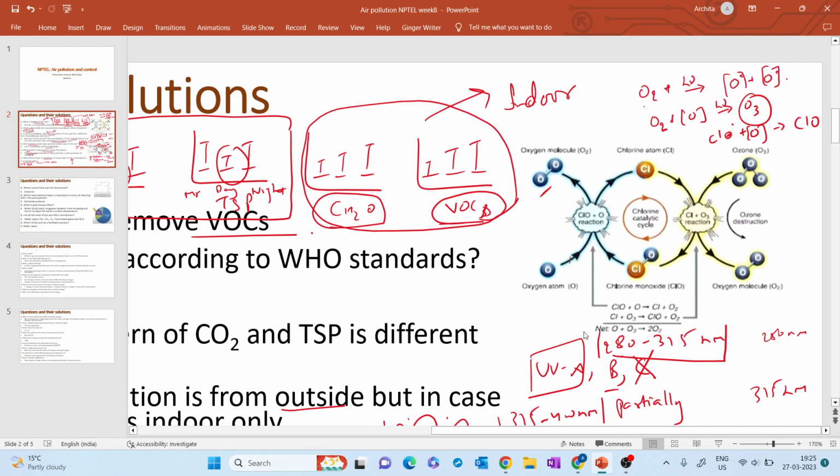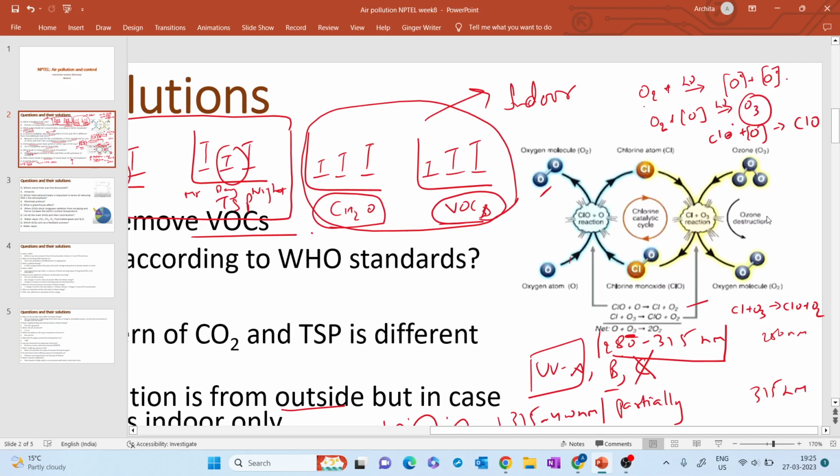But it's not letting the formation of ozone. That is one reaction, that it is not letting the atoms combine with the oxygen molecule. Another pathway is that these molecules will react with the ozone which is already there and further form ClO and O2. So either it will not let it react with the oxygen atom, or even if ozone is already formed, it breaks down that ozone.